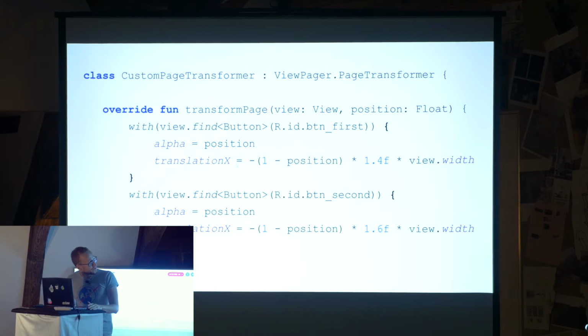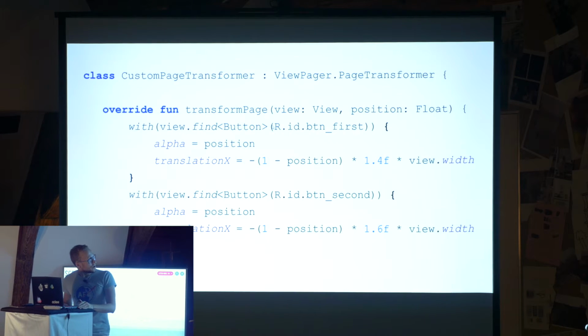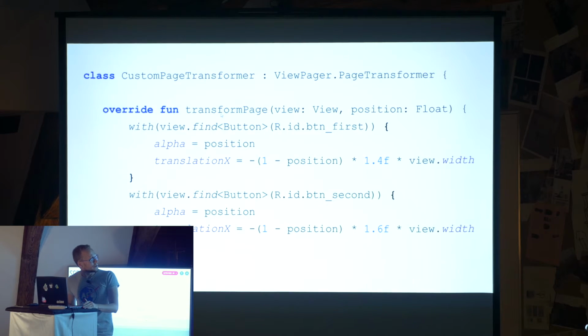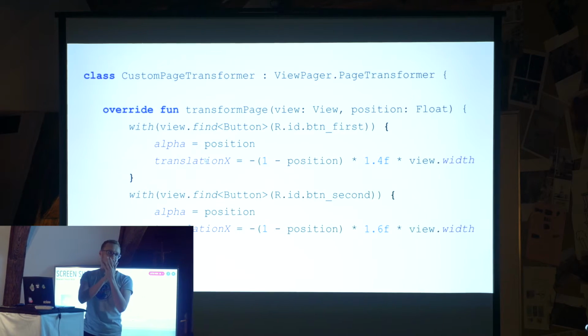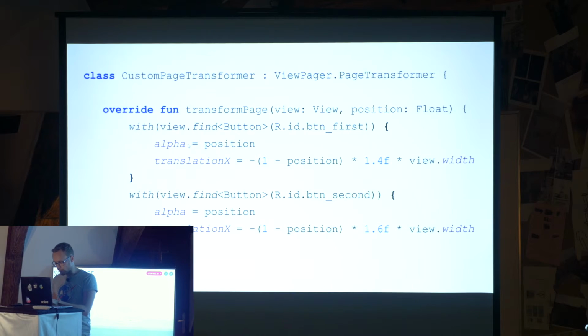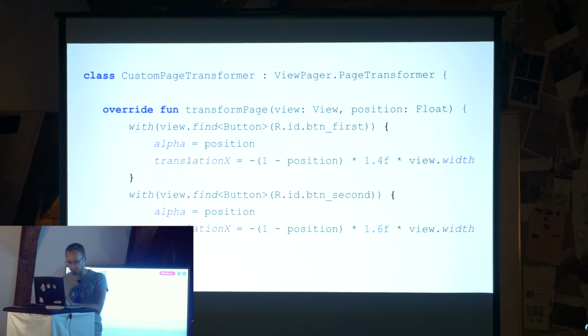So on the input you have the view. The view is the content view of the page, and the position actually is the offset. So here you may find whatever view you want inside this page and animate it. For example, here we're animating the alpha, the opacity, and translation. So we achieve some kind of fade-in parallax effect. And it's quite simple, so we don't need any library for it.